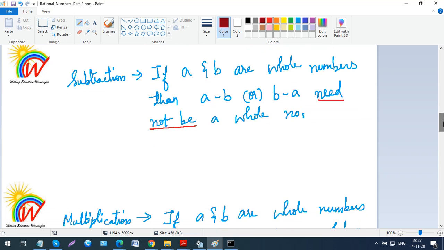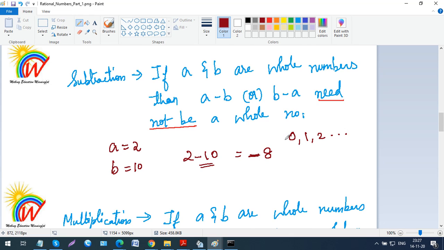Now look at subtraction. What happens in subtraction? Let me take A to be 2, as I said, and B to be 10. Then 2 minus 10 gives minus 8, because the larger number has the negative sign, so that sign is followed. Negative 8, that is minus 8, is not a whole number, because whole numbers start from 0, 1, 2, 3 and so on.